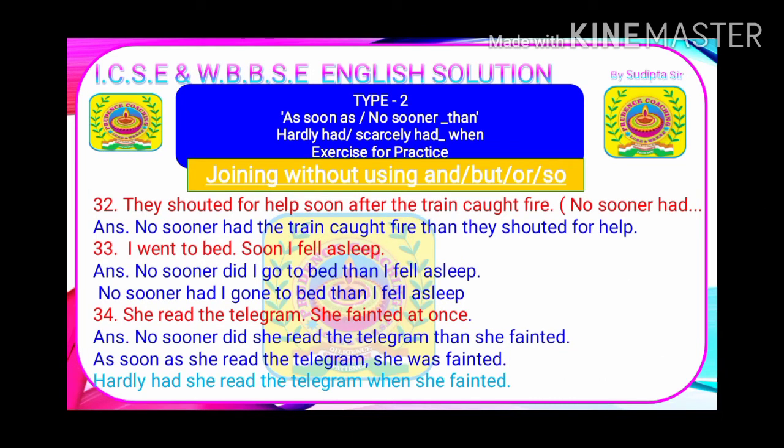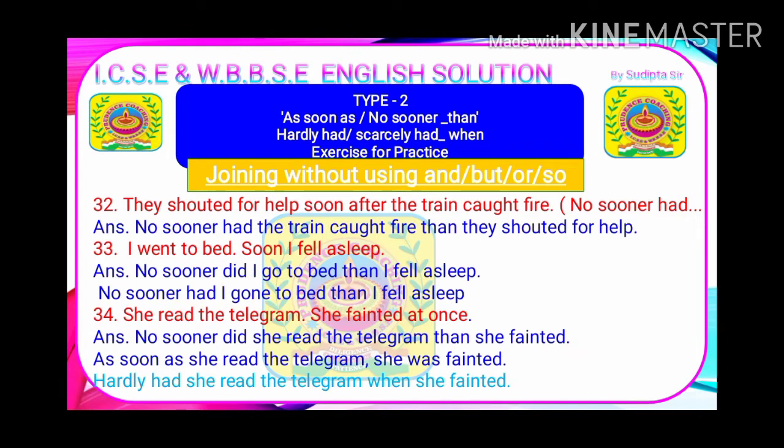Now question number 33. I went to bed, soon I fell asleep. Answer. No sooner did I go to bed than I fell asleep. Using no sooner had I gone to bed than I fell asleep. So you need to look that did for go and had for gone.